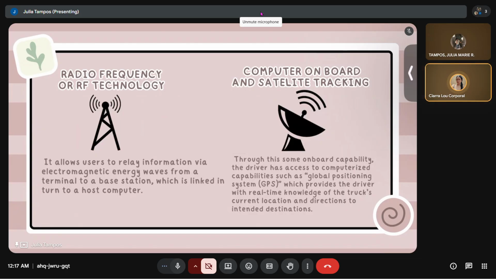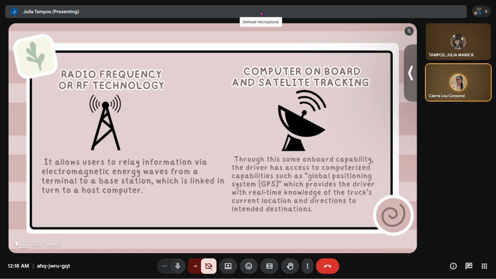Next we have the radio frequency or RF technology. RF technology uses radio waves to send and receive data wirelessly between devices and the central computer system. For example, warehouse workers use handheld RF scanners to update inventory levels in real time while moving goods around the warehouse.